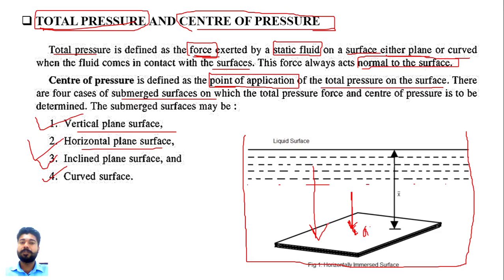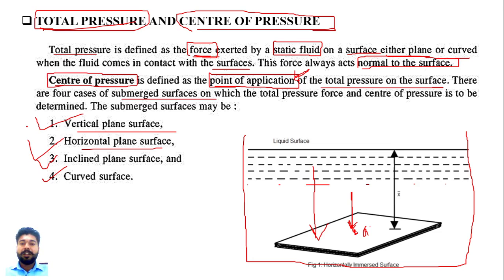So this one is your total pressure. And the center of pressure is the point of application, the point at which this total pressure is applied on the surface. So this point is known as your center of pressure. So these two are the most important definitions: total pressure and center of pressure.